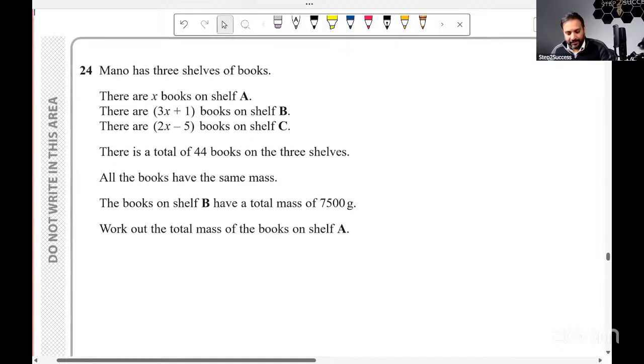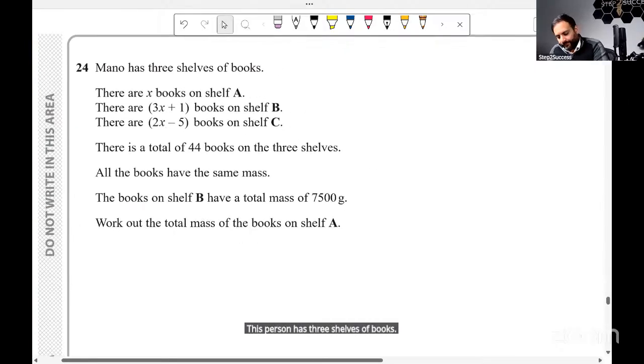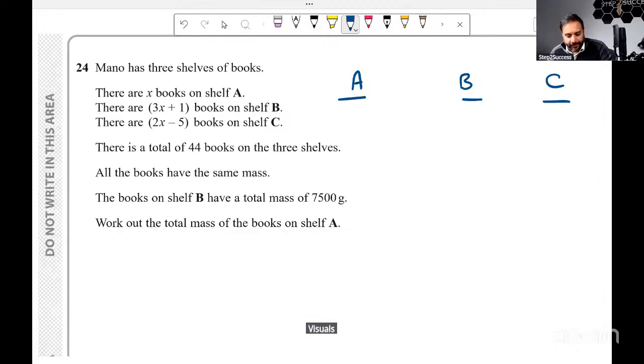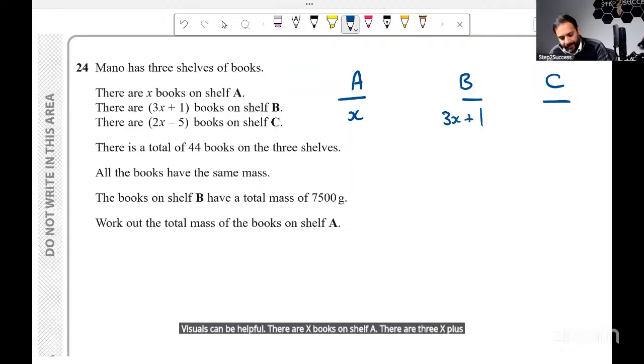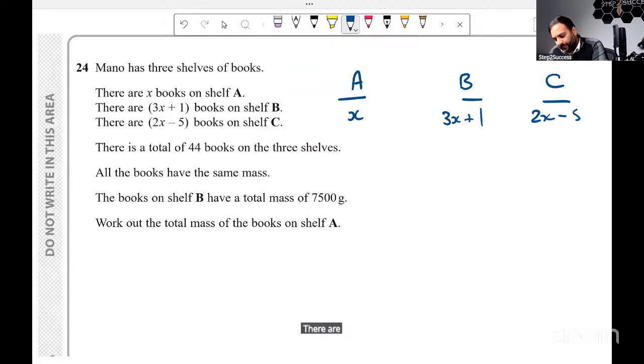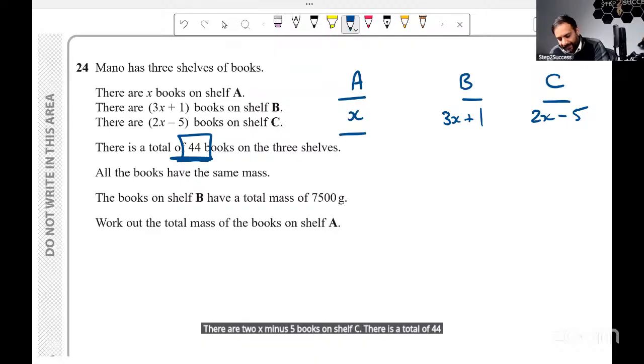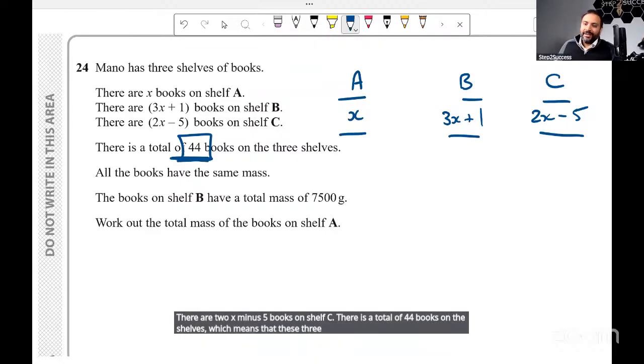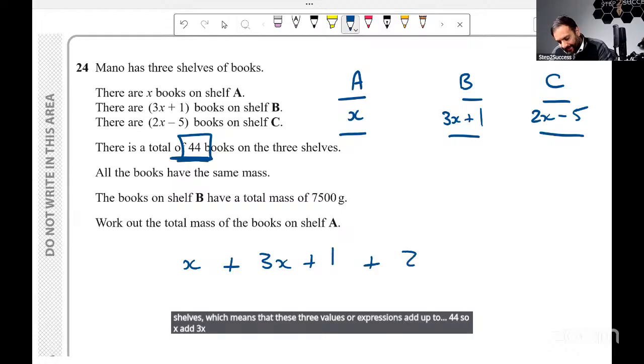This person has 3 shelves of books. Visuals can be helpful. There are X books on shelf A. There are 3X plus 1 books on shelf B. There are 2X minus 5 books on shelf C. There is a total of 44 books on the shelves, which means that these three expressions add up to 44. So X add 3X add 1 add 2X minus 5 makes 44, which means that you should be able to figure out what X is.